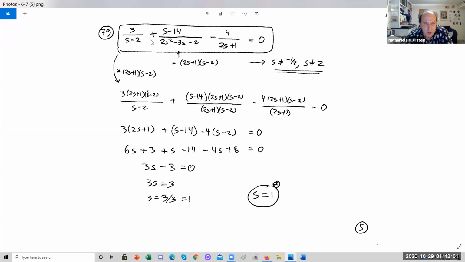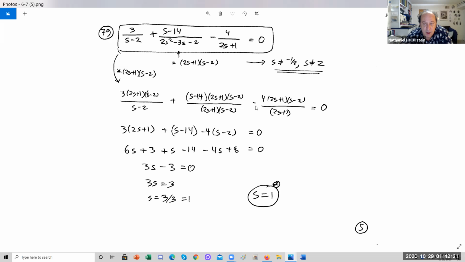All right, to get rid of all these denominators, we multiply by (2s plus 1)(s minus 2). So 3 times (2s plus 1)(s minus 2) over s minus 2. These will cancel. Plus (s minus 14) times (2s plus 1)(s minus 2) over the exact same. So these will cancel out.